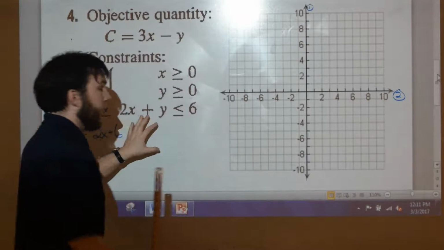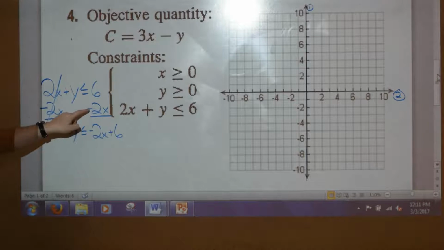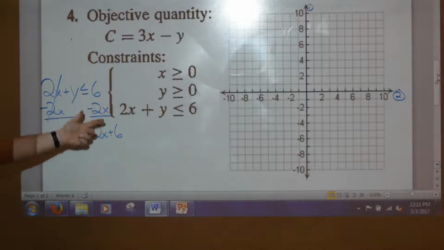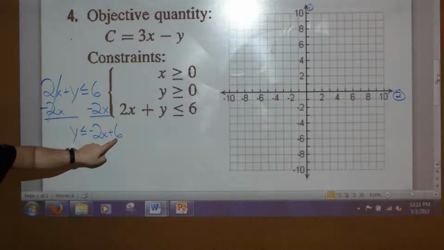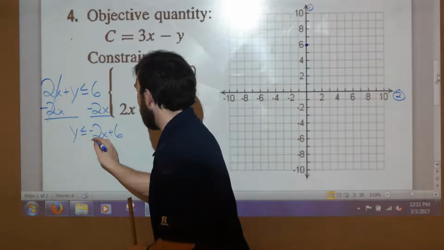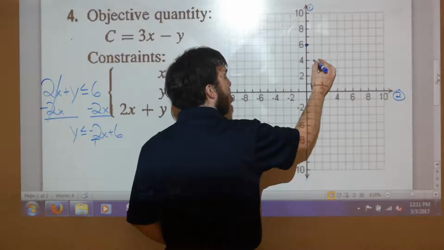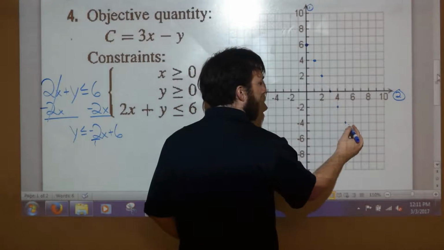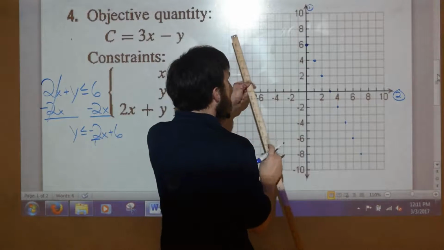For the third one, we had to get y by itself. Subtracting 2x from both sides leaves you with y. And remember, those aren't like terms. Copy them both down. So we're going to start with the y-intercept of 6. And we have a slope of negative 2 over 1. So down 2 over 1. Down 2 over 1. And still solid.